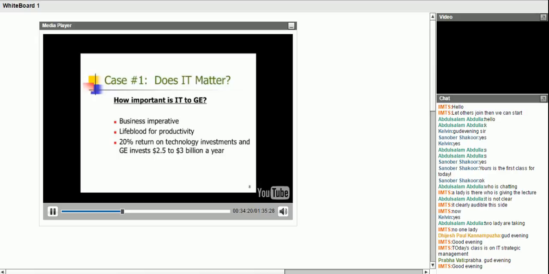And so how important is IT to General Electric, GE? Well, it's a business imperative. It's the lifeblood of productivity. Well, according to this guy, 20% of the return comes from the technology investments. And GE invests $2.5 to $3 billion a year.